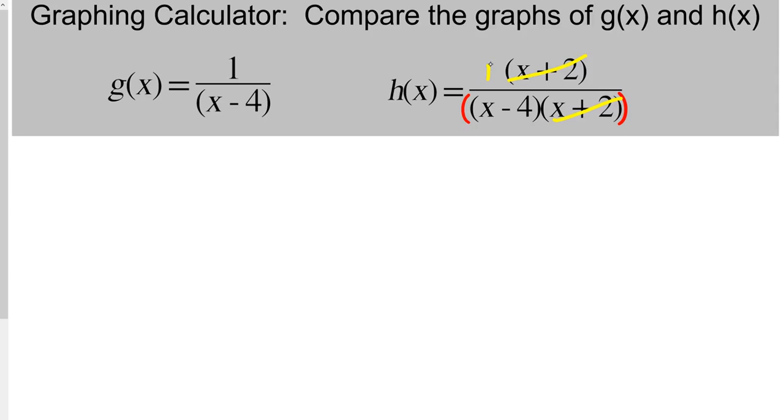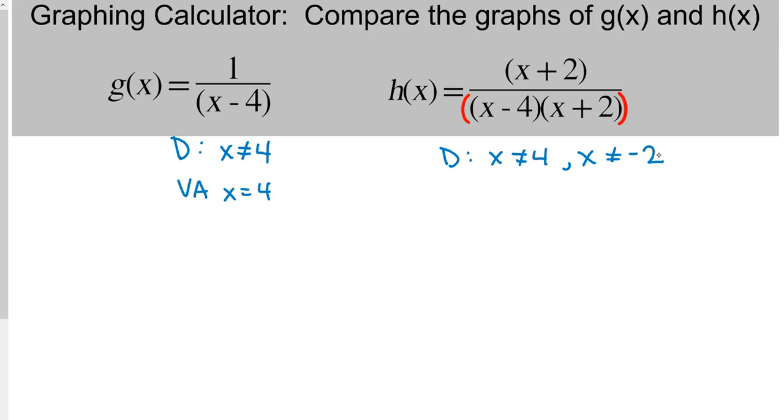Now another person might say, well, I think they are going to be different, because if I think about the domain of each one, the domain of g is x is not equal to 4, because that's where the denominator is 0. So we would have a vertical asymptote at x equals 4. But for h, the domain is going to be x is not equal to 4 and x is not equal to negative 2, because those are both numbers that make the denominator 0 and we can't have that. So there would be two vertical asymptotes, at 4 and at negative 2. So another person might say that.